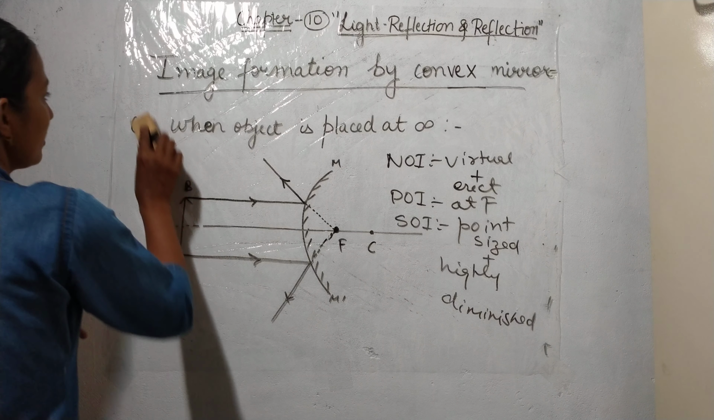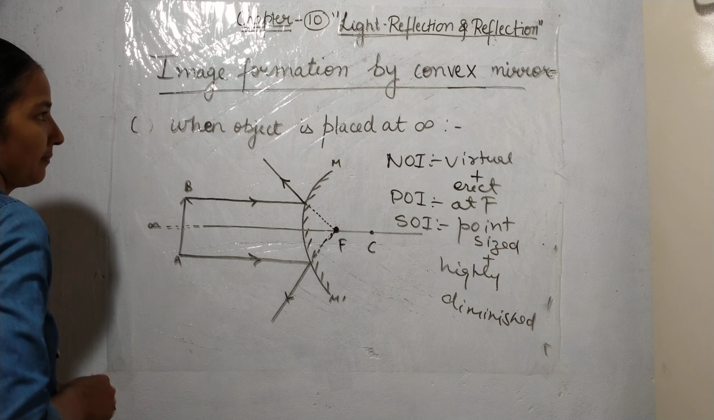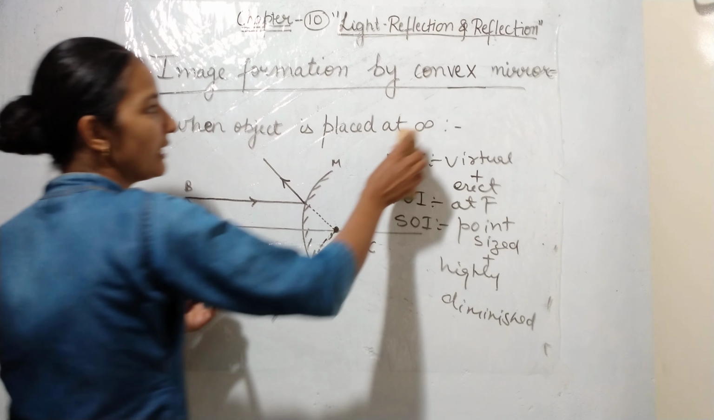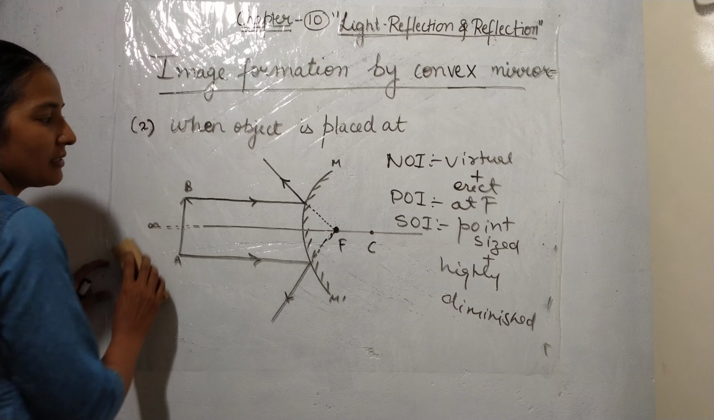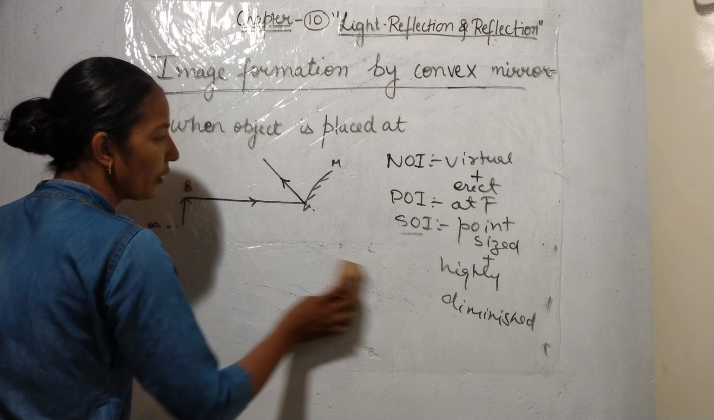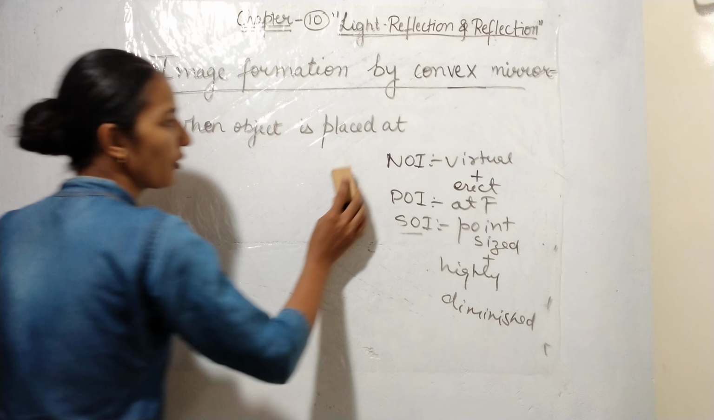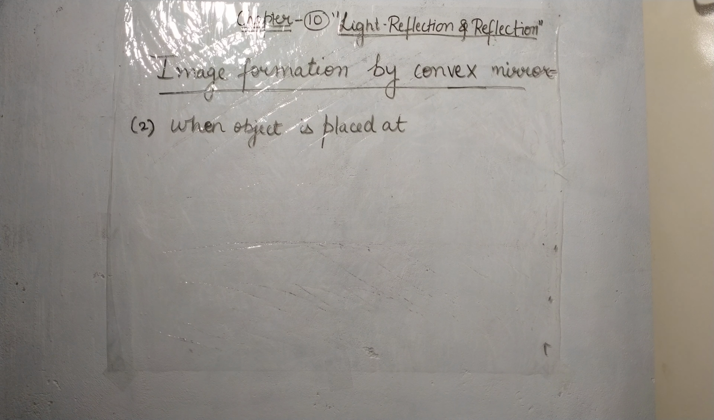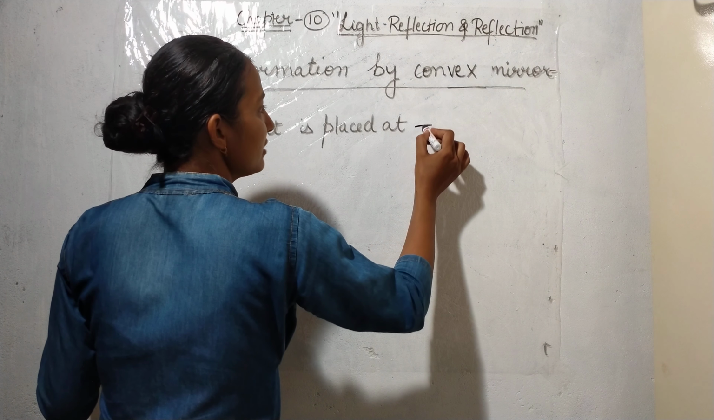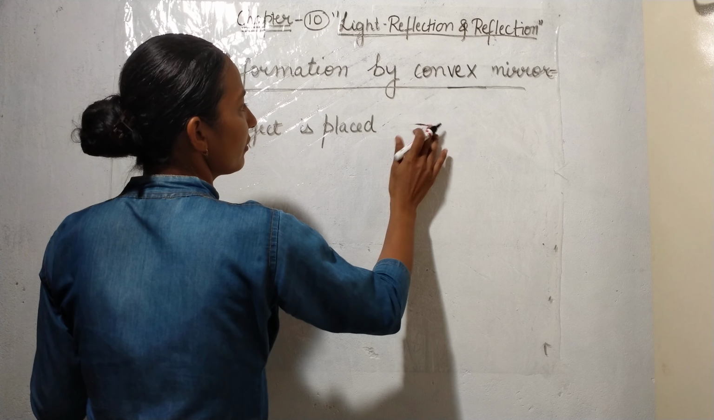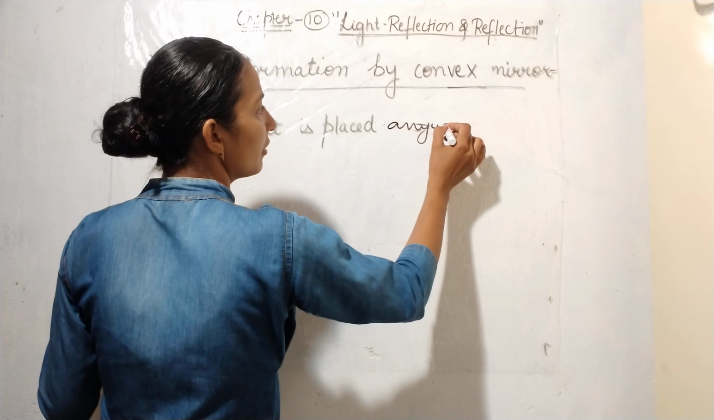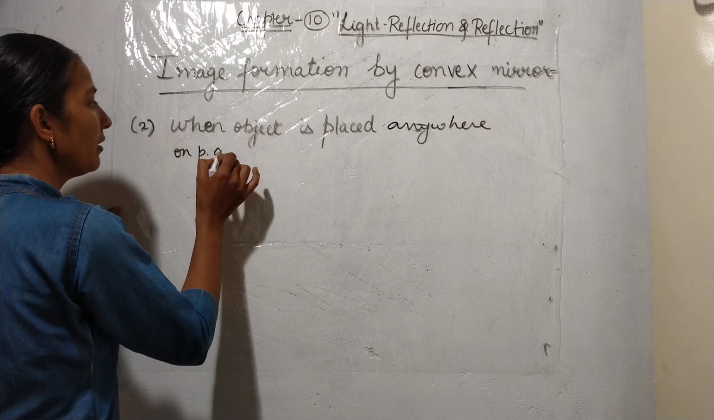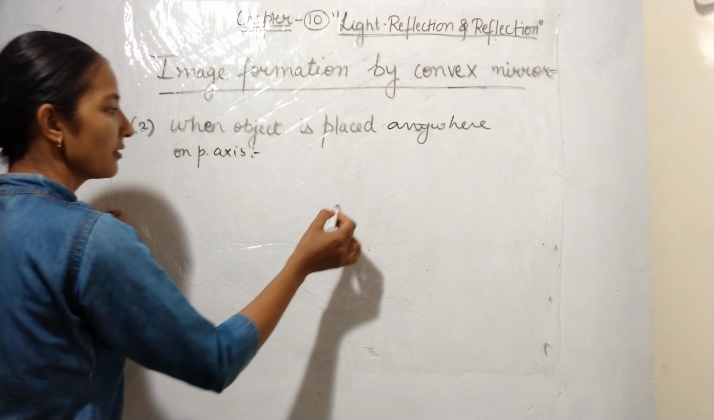Now let's go for the second case. The second case is when the object is placed at any place on the principal axis. It means we are going to place the object at any point on the principal axis. So we will start. The object is placed anywhere on the principal axis.